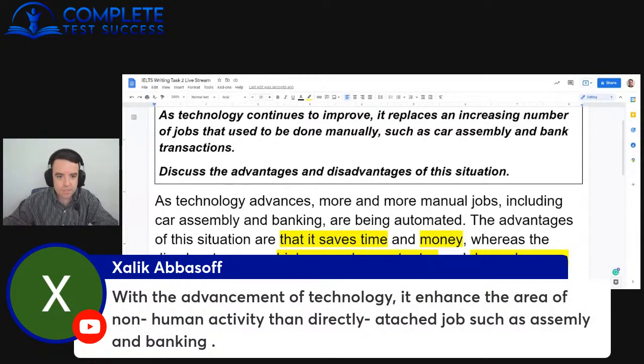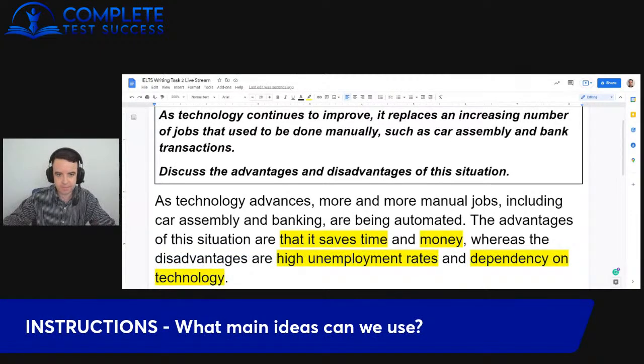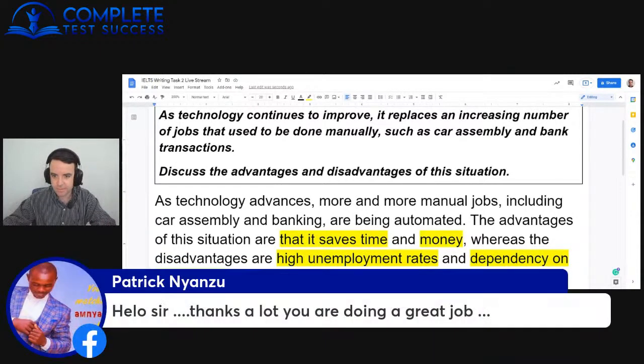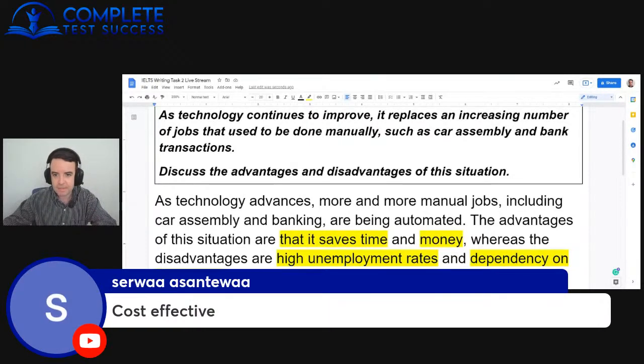Salik, with the advancement of technology, it enhanced the area of non-human activity than directly attached jobs such as assembly and banking. So we're looking at main ideas at the moment. I have the paraphrase there already, Salik. Patrick, you're very welcome. More cost effective, definitely. Yeah, so that would be saving money.